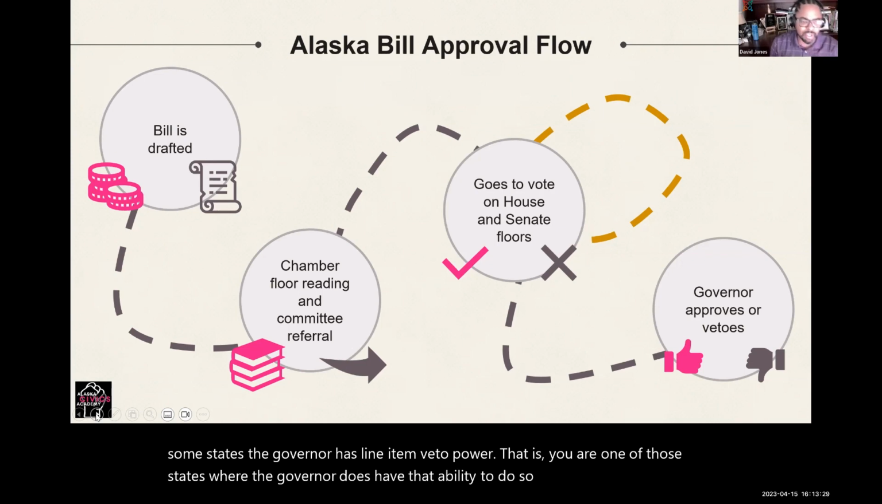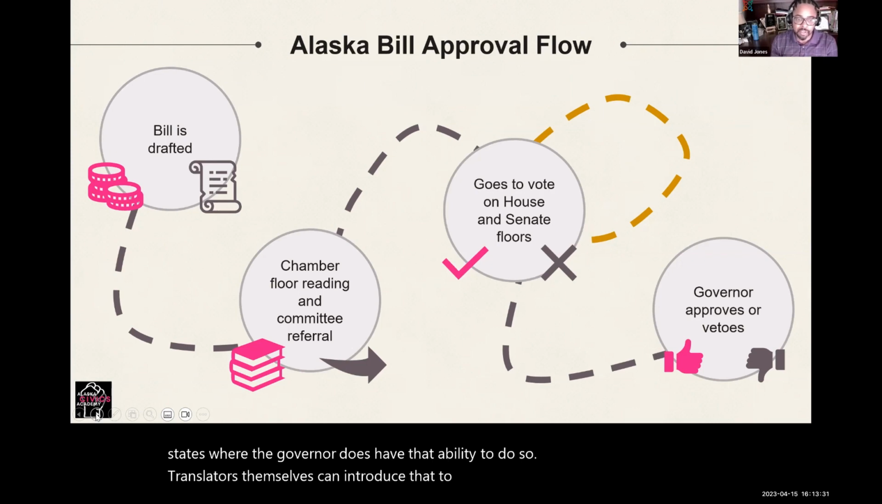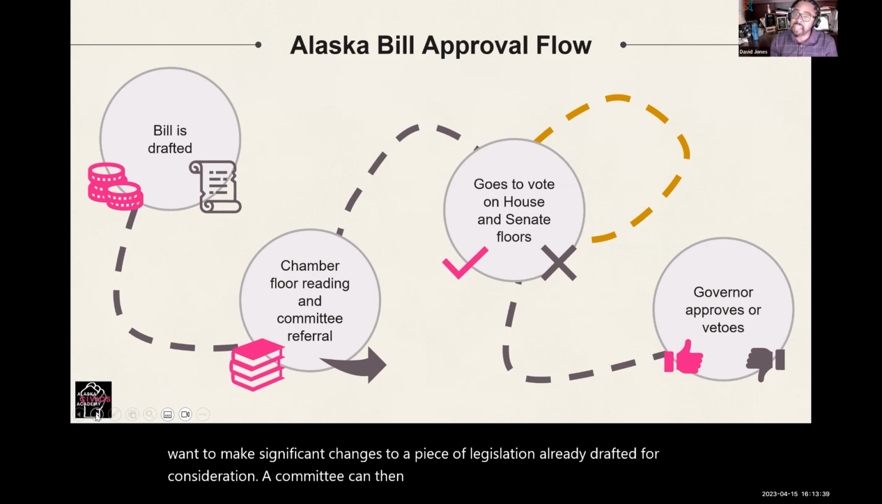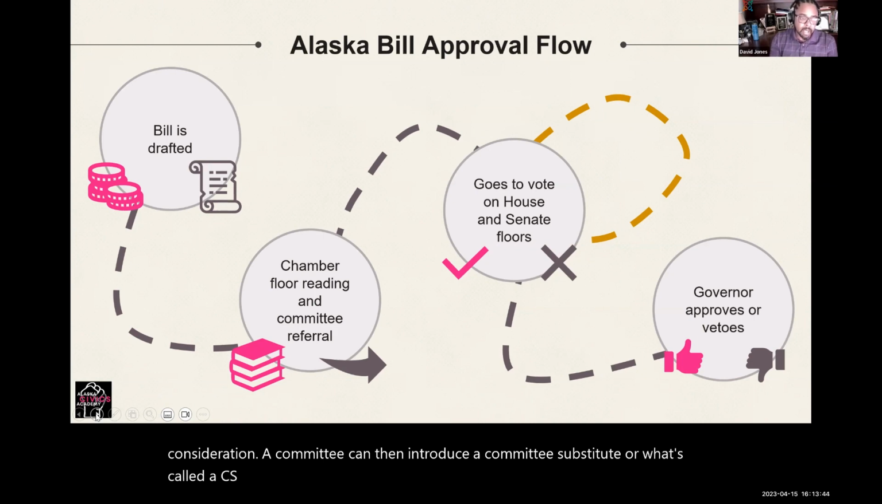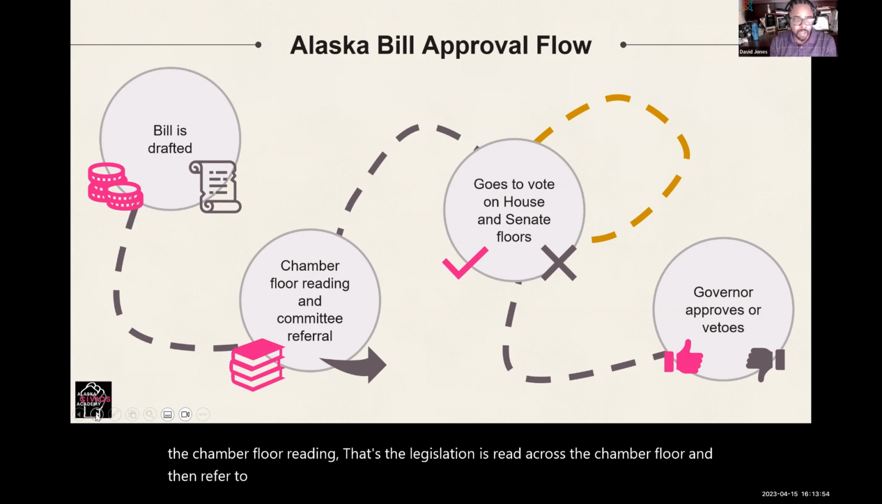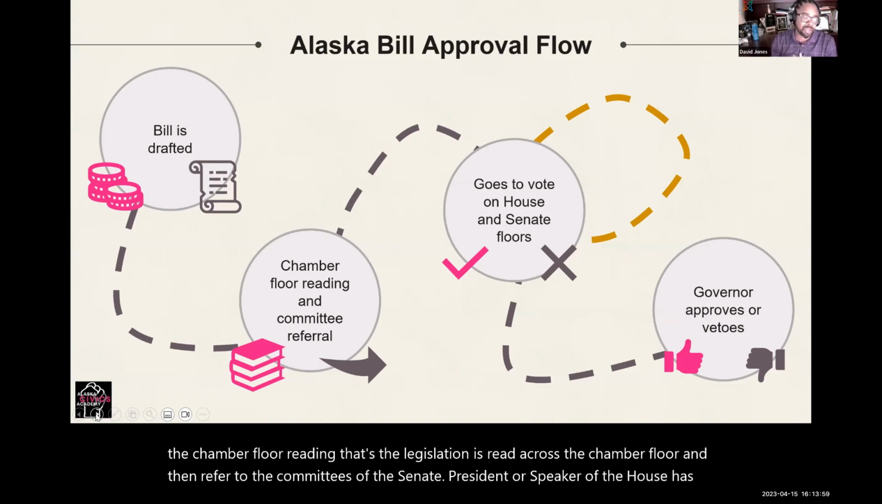Legislators themselves can introduce legislation. Sometimes the committee may want to make significant changes to a piece of legislation already drafted for consideration. A committee can then introduce a committee substitute, or what's called a CS. Now the legislation is read across the chamber floor. The second part is the chamber floor reading. The legislation is read across the chamber floor and then referred to the committees. The Senate president or Speaker of the House has the power to assign the bill to committees.